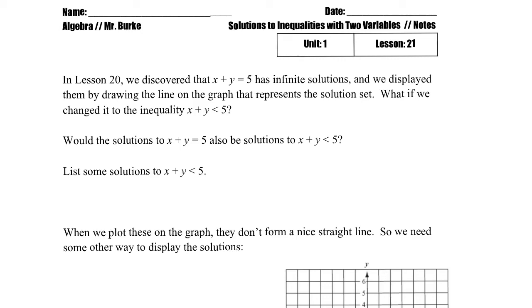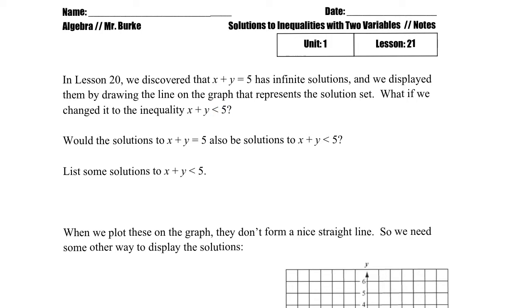Okay, in the last lesson, we looked at x plus y equals 5, which was an equation with two variables. And we discovered that it had infinite solutions, and the best way to display those solutions was to graph them. Today, let's change that from x plus y equals 5 to x plus y is less than 5.